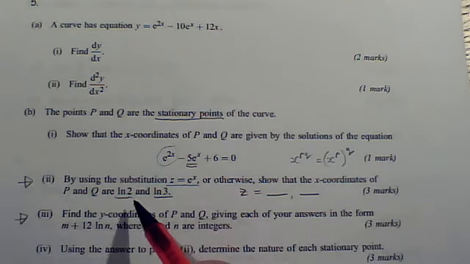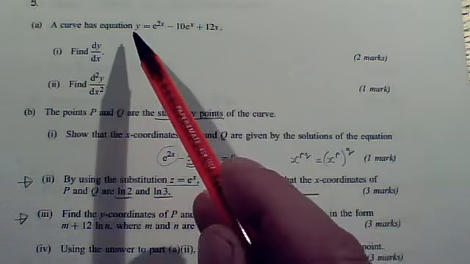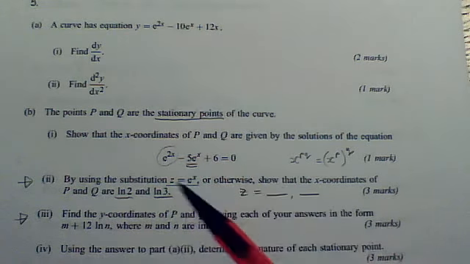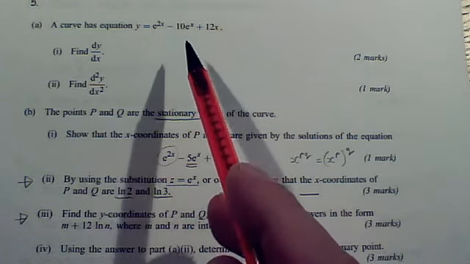We know the x-coordinates of p and q. Now all we've got to do is find the y-coordinates of p and q. How do we find y? We've got an equation for y up here. So we need to substitute the given values using exact methods into that equation.